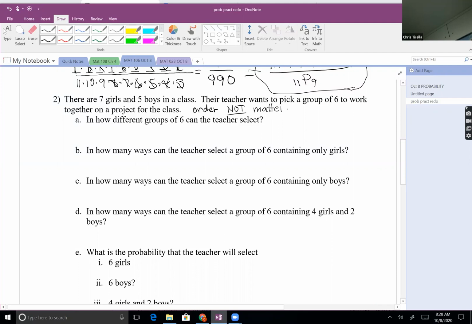And so if order does not matter, should I use my P's or my C's? I couldn't hear exactly what you said, but if order doesn't matter, that's your combination.